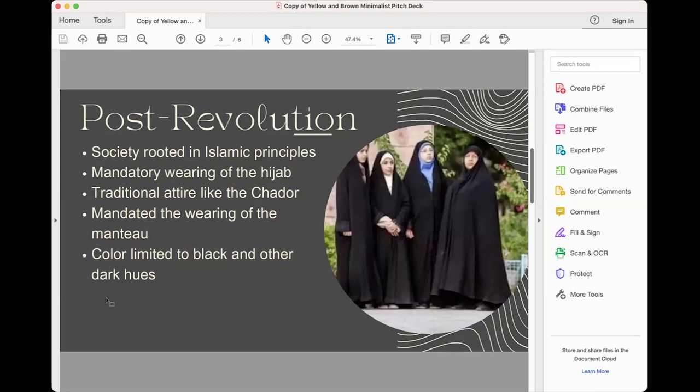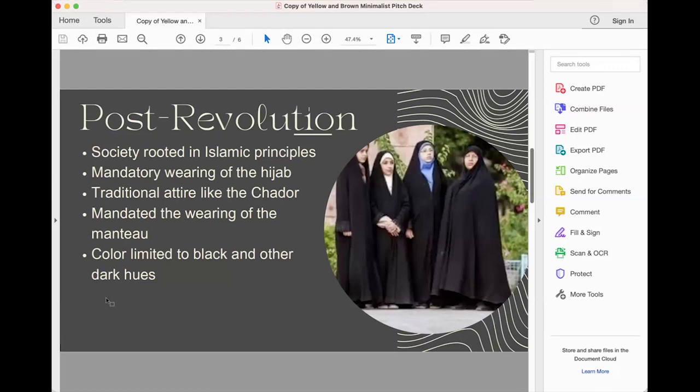The government also encouraged the wearing of the manto, which was worn over the clothing when women were in public. These garments were initially limited in color, mainly to black and other dark hues, to discourage any form of flashiness and to strictly follow the principles of modesty prescribed by the new regime.